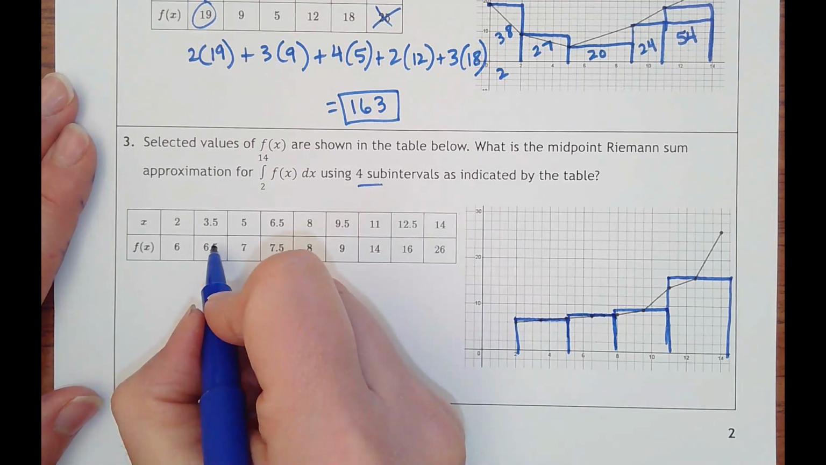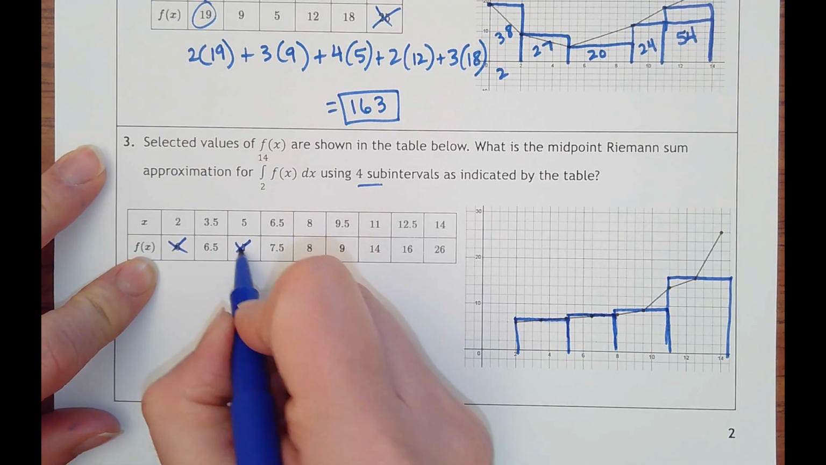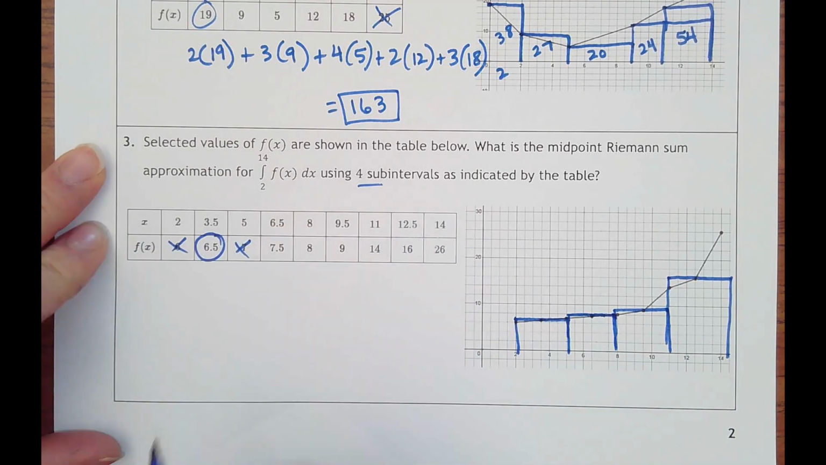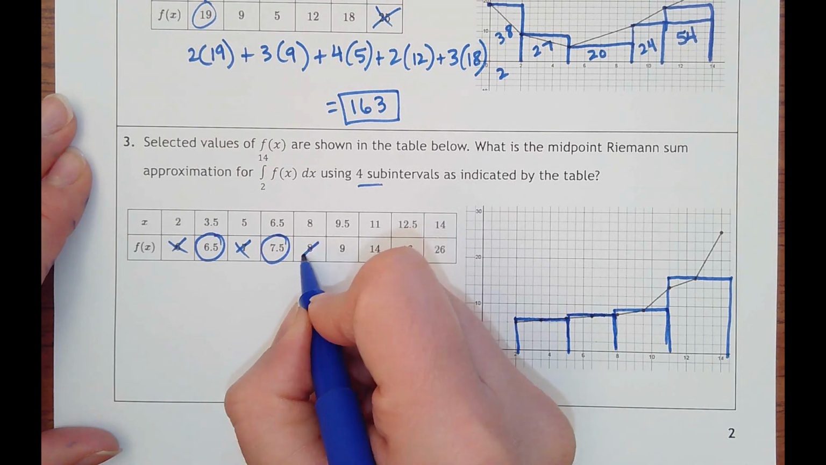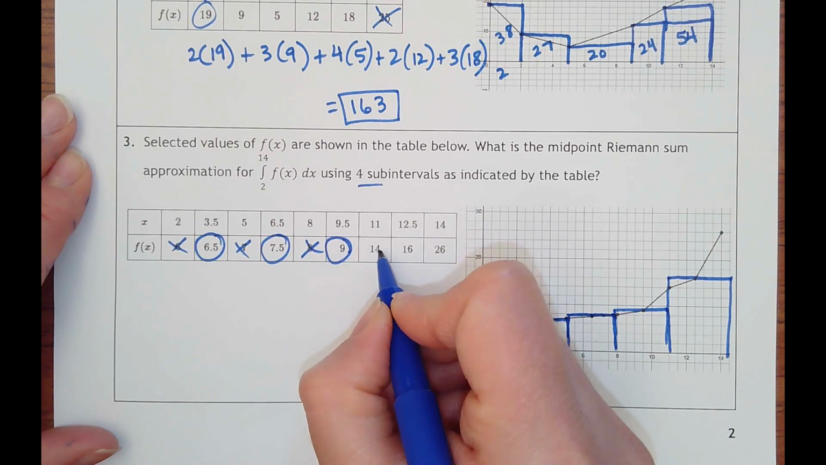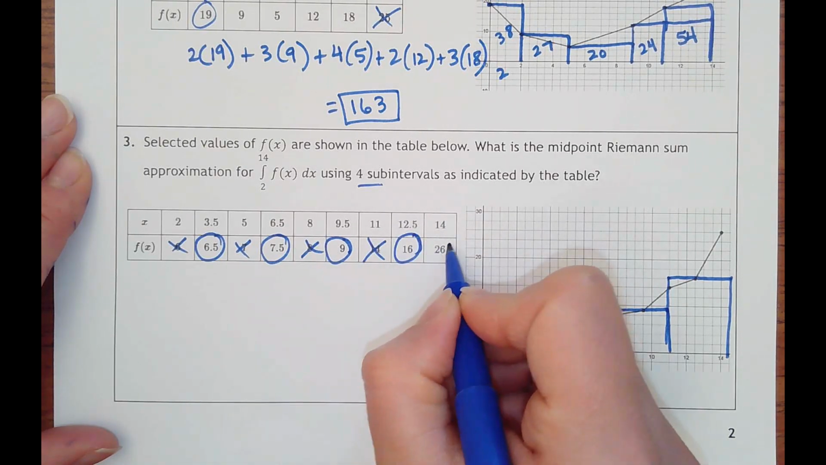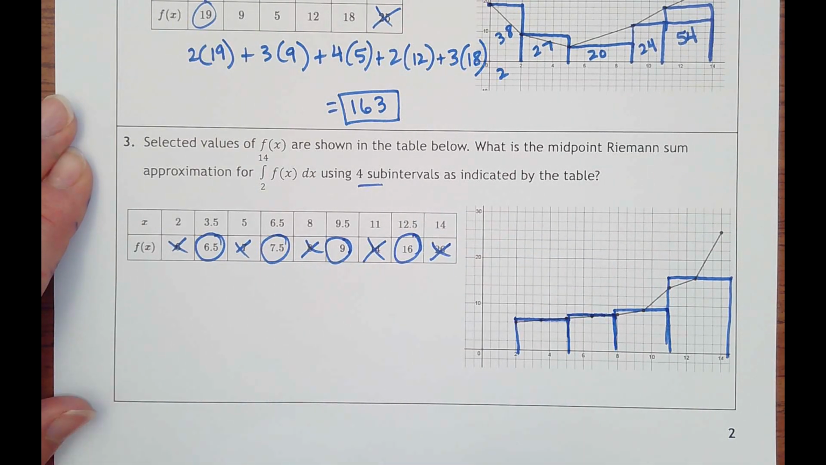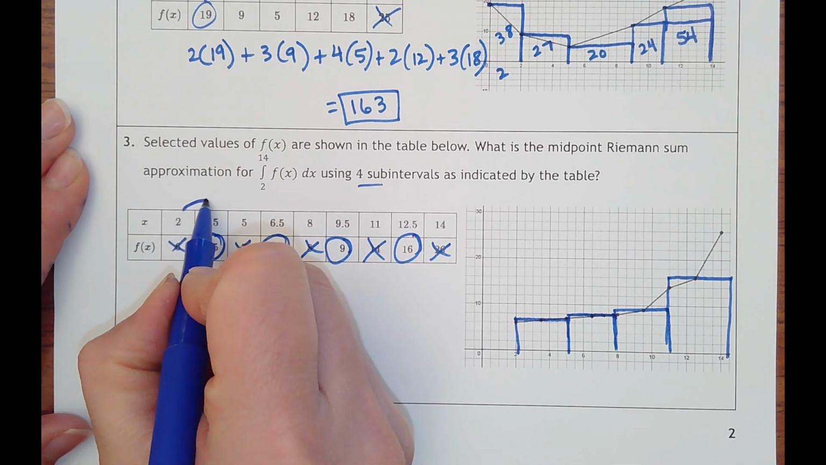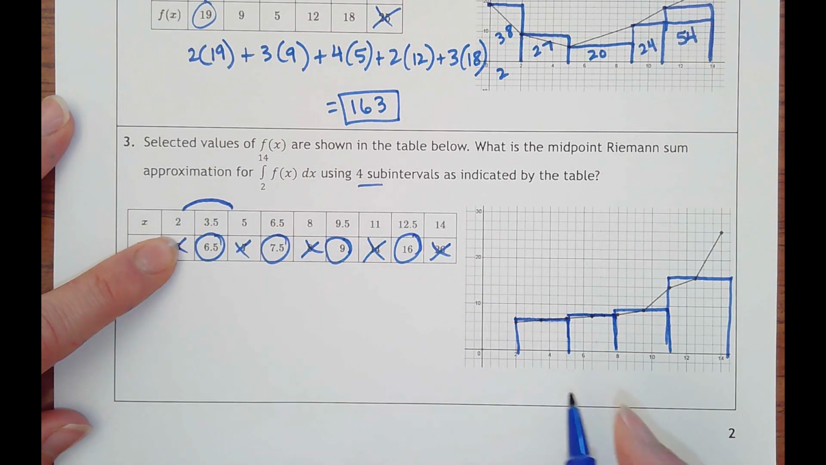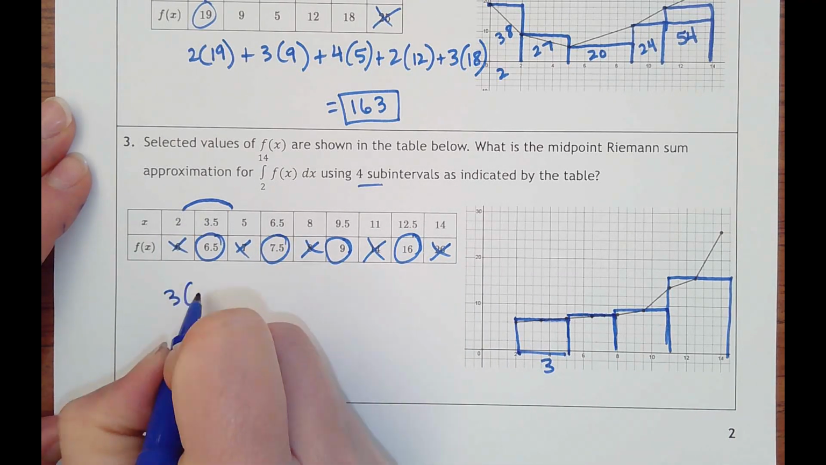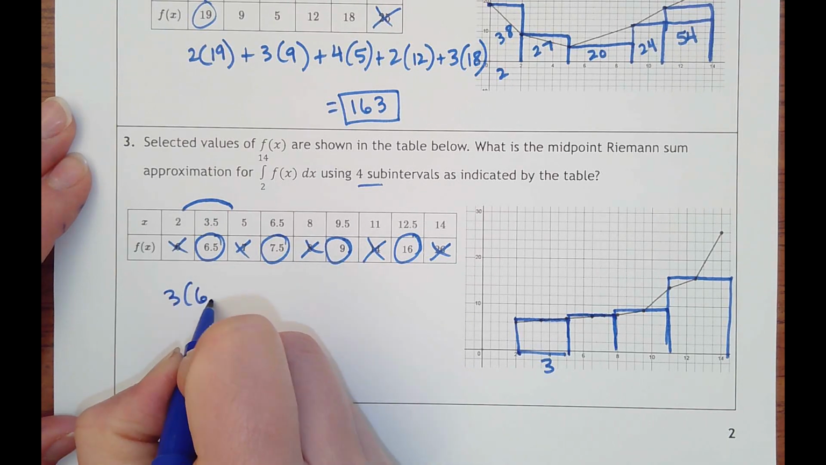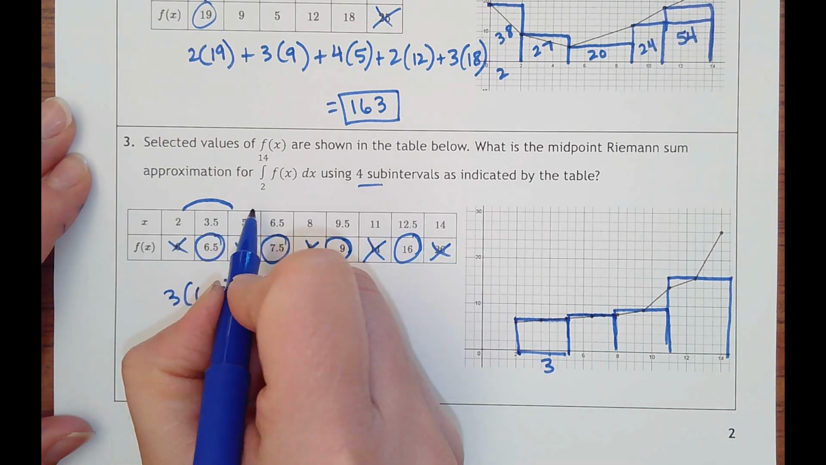Okay, so we're going to be using not these at all, the 6 or the 7. We're actually going to be using the height in between. Okay, so we're going to have our first x values be from 2 to 5. So this width would be 3. So 5 minus 2, which is 3. And then the height of the rectangle is going to be 6.5 plus.